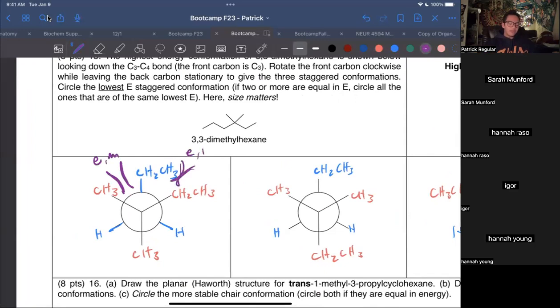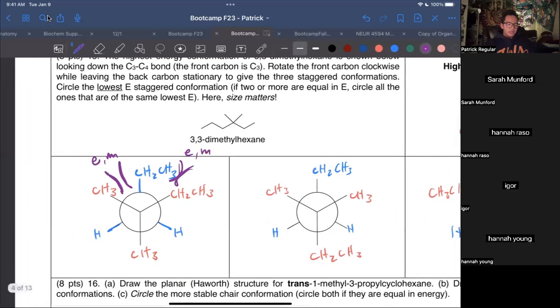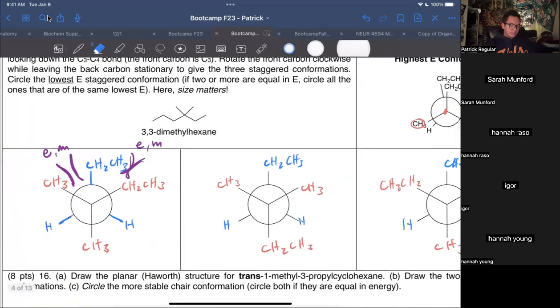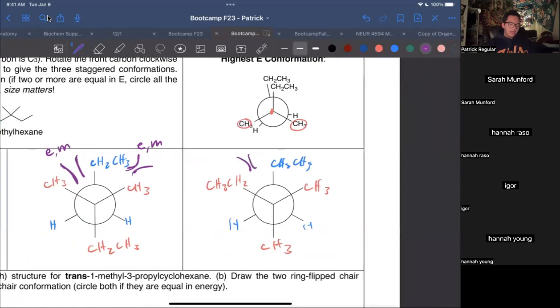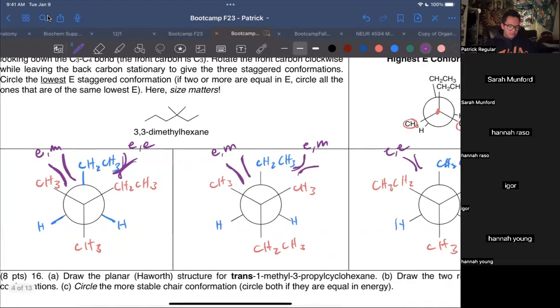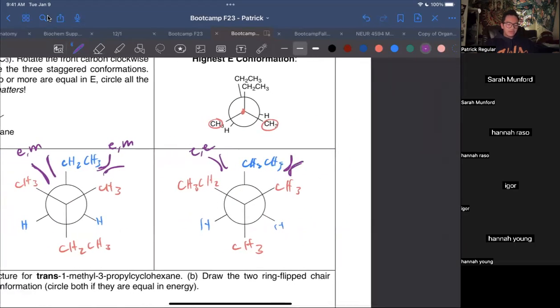We have an ethyl and a methyl. Oops, that's supposed to be ethyl. My bad. Ethyl and an ethyl. Here we have an ethyl and a methyl. Here we have an ethyl and a methyl. Here we have an ethyl and an ethyl. And here we have an ethyl and a methyl.